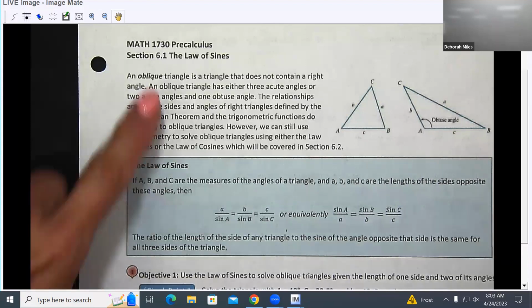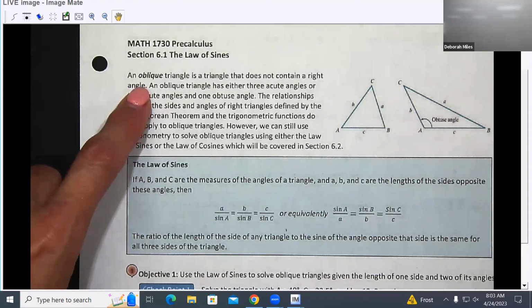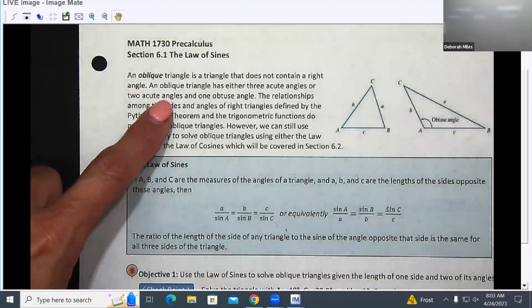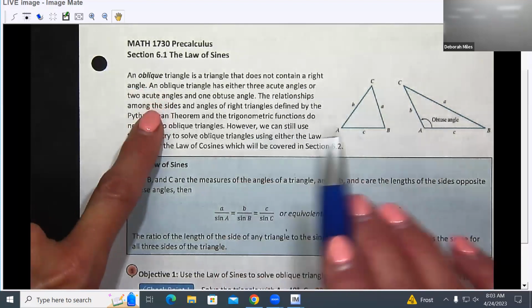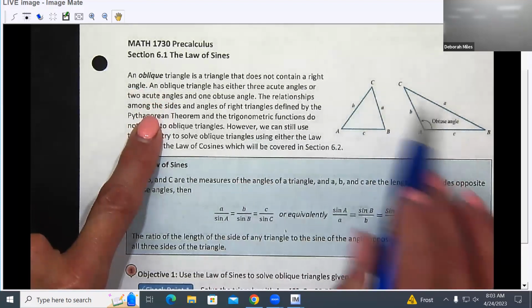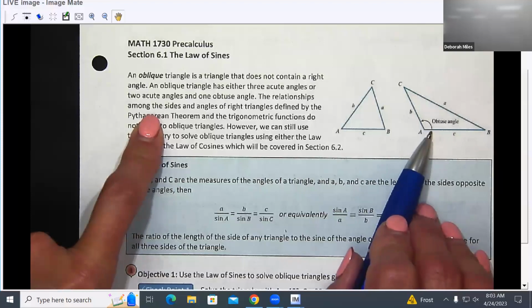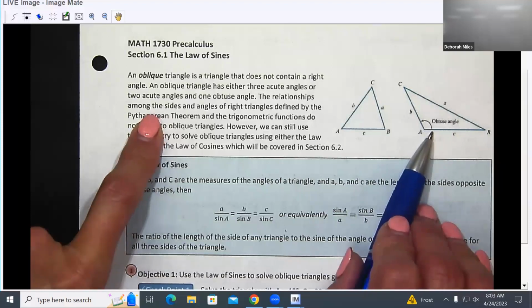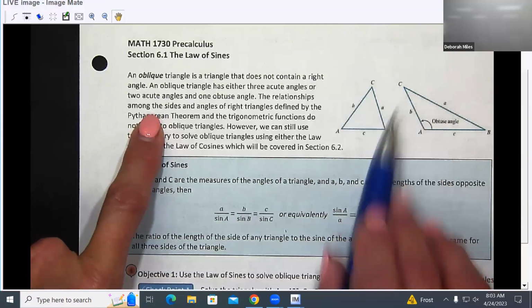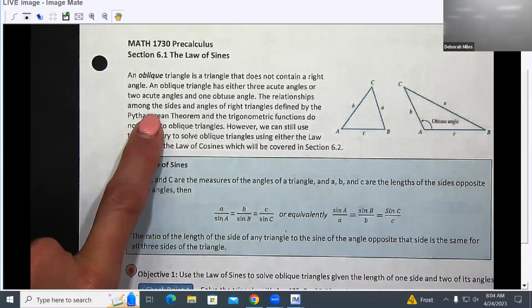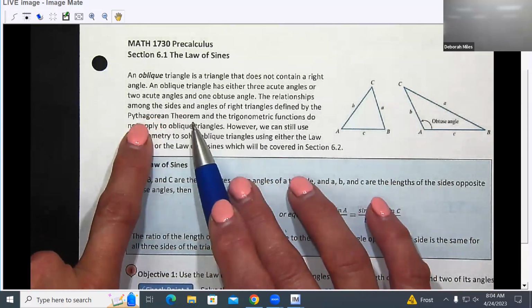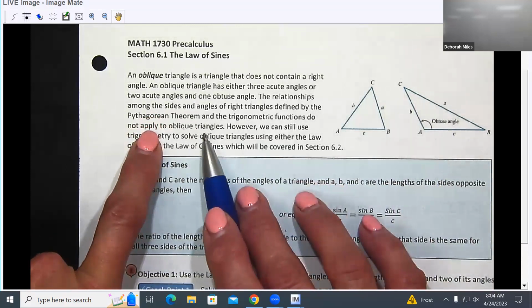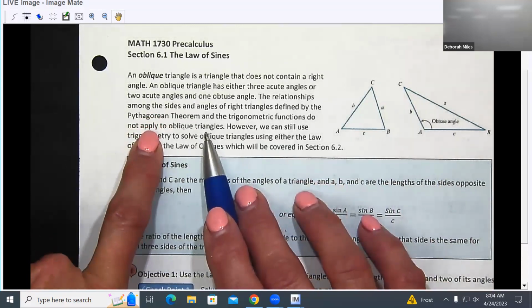An oblique triangle is a triangle that does not contain a right angle. An oblique triangle either has 3 acute angles, all less than 90 degrees, or it has 2 acute and 1 obtuse angle. A triangle cannot have more than 1 obtuse angle, or else it would have a total of more than 180 degrees. The relationship among the sides and the angles of right triangles defined by the Pythagorean theorem and the trig functions don't apply to oblique triangles. You can't use a squared plus b squared equals c squared on something that's not a right triangle.